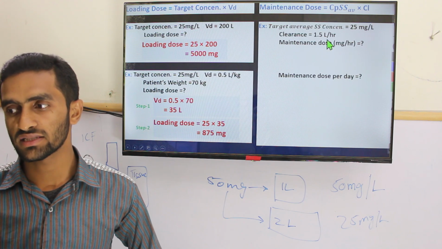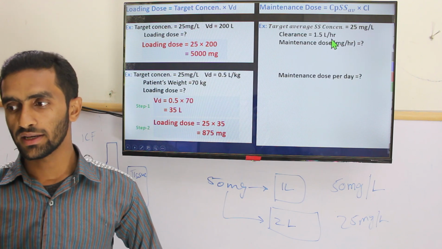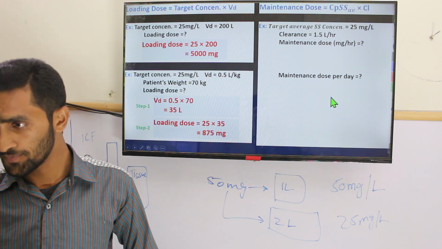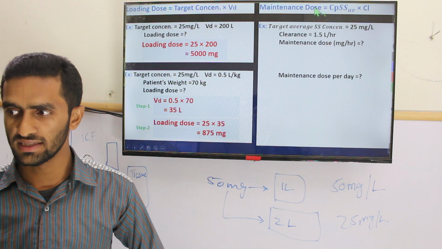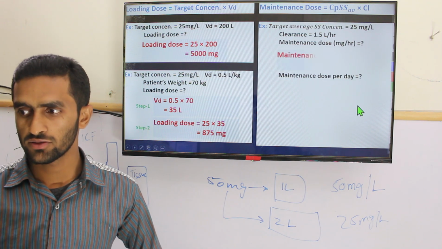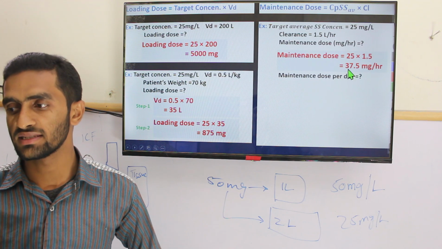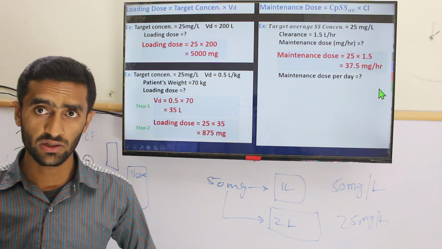So for the maintenance dose, the target average steady state concentration is 25 mg per liter, and the clearance is, for example, 1.5 liter per hour. So now calculate the maintenance dose per hour. Simple. These both things are given. So simply multiply 25 multiplied by 1.5, that is 37.5 mg per hour.